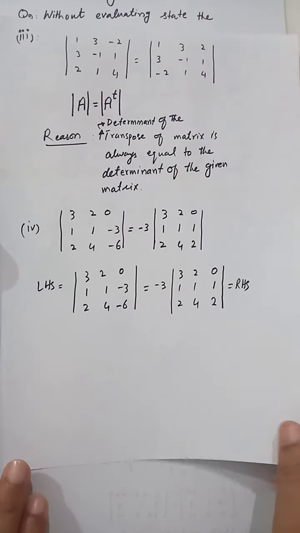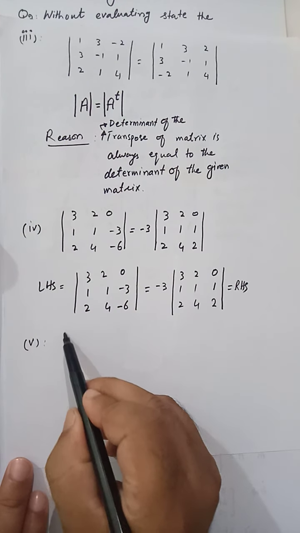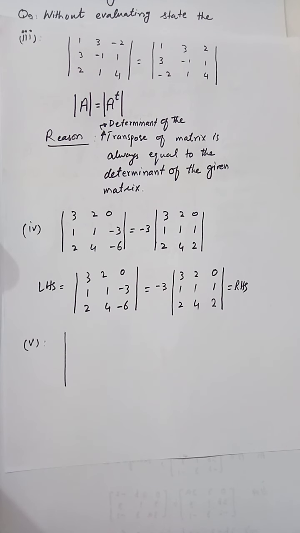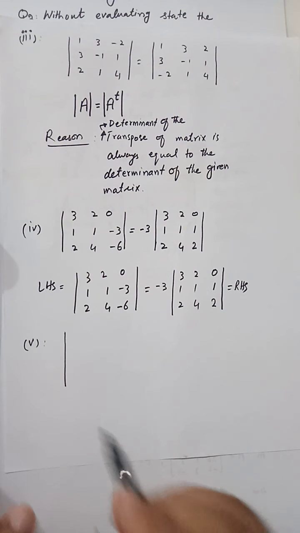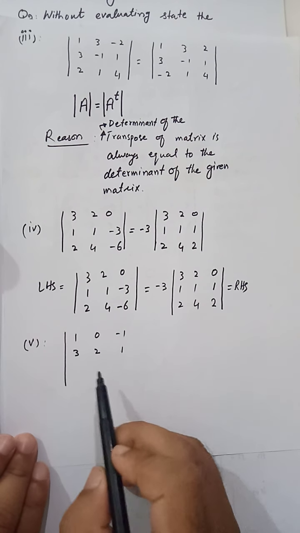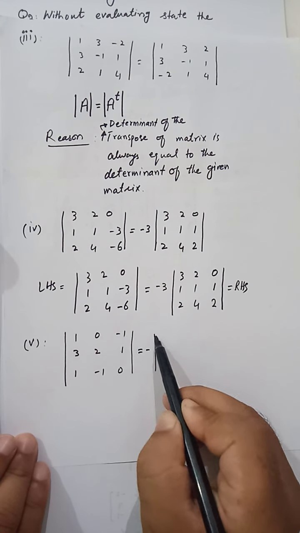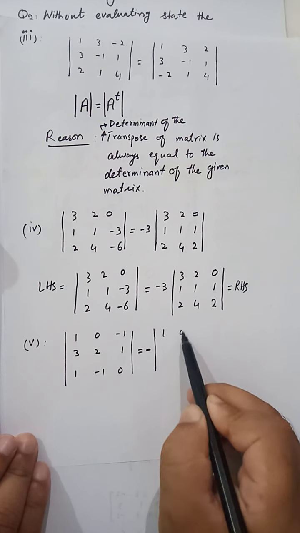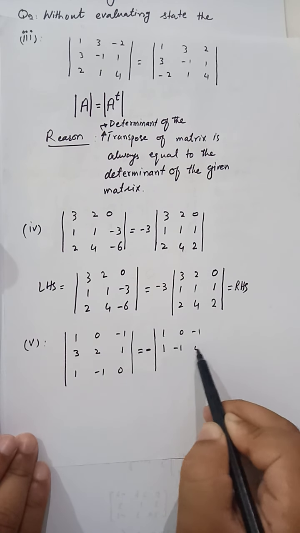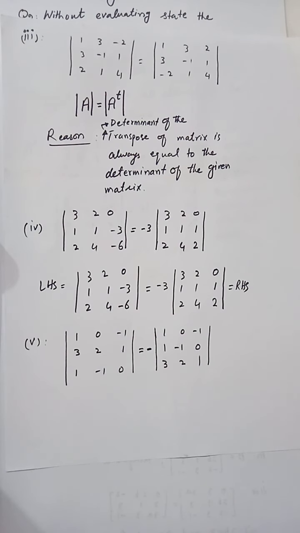Okay, part number 5. Part number 5 is: the determinant 1 0 minus 1, 3 2 1, 1 minus 1 0, which is equal to minus times the determinant 1 0 minus 1, 1 minus 1 0, 3 2 1. You need to give the reason for the equality. Why is the left hand side equal to the right hand side?